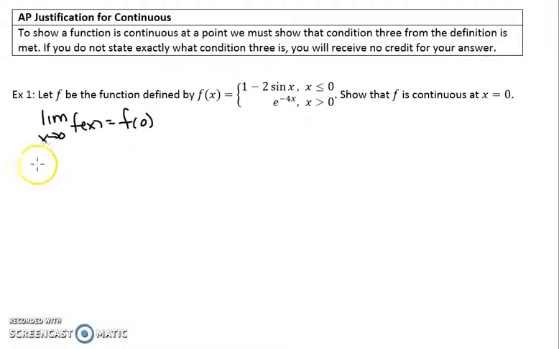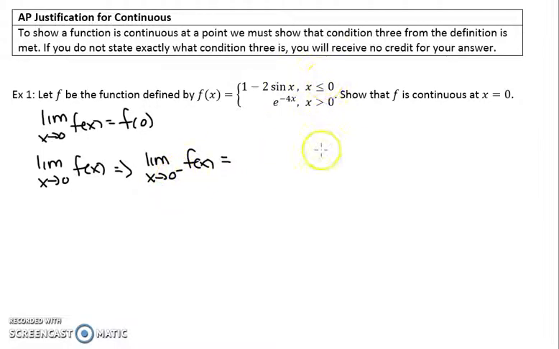So what we should start with first is think about the limit as x approaches 0 of f of x. Well, since I have a piecewise function and we have different functions from the right and the left, we really need to think about a left-hand limit and a right-hand limit. So the limit as x approaches 0 from the left of f of x is going to be equal to, we plug in 0 into the left-hand side of this graph.